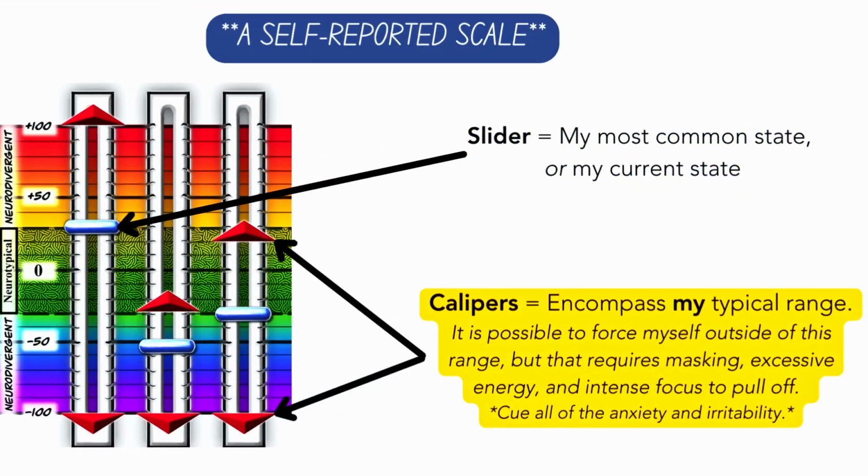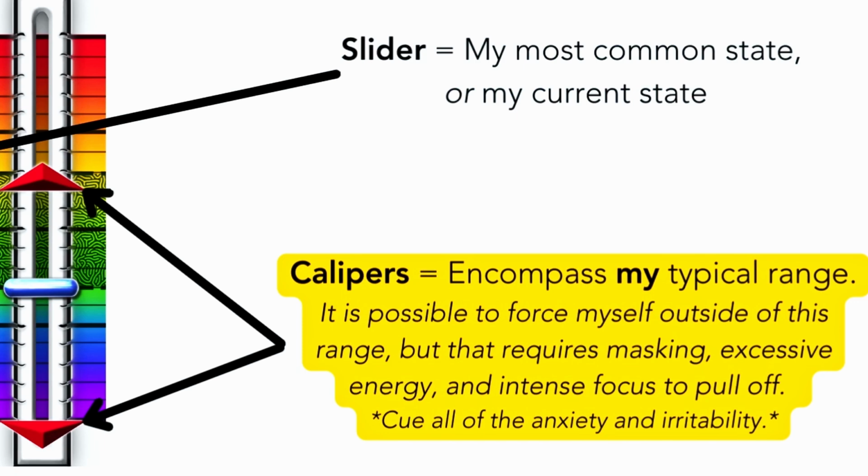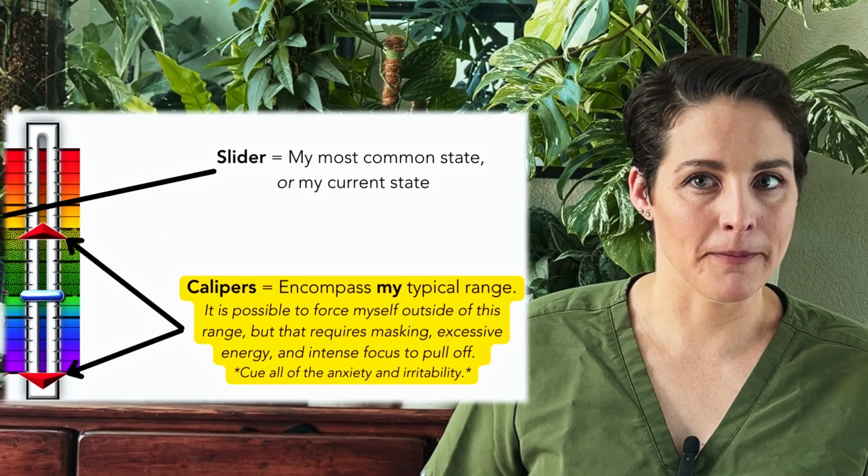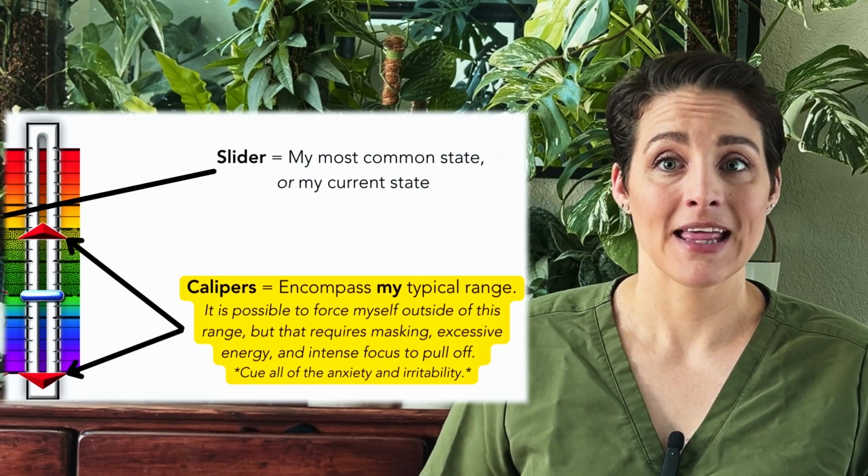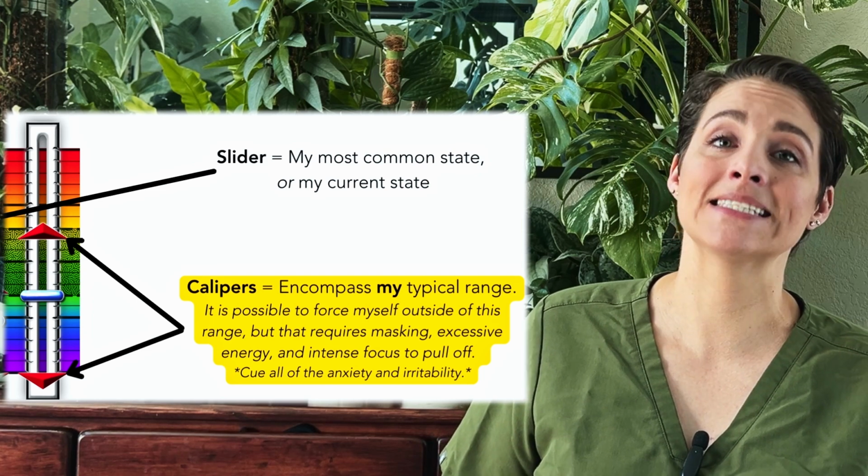The red arrow calipers at either end indicate my typical range. And while it's definitely possible for me to force myself outside of that range, that's what we call masking, and it is exhausting to maintain. It contributes to a lot of anxiety and irritability and all sorts of negativity. So, even though I can do it, I don't like it and I don't want to. So I would say that's one of the best things about figuring out that I'm autistic is that I no longer feel responsible for maintaining masking because I am deserving of accommodations just like everyone else.